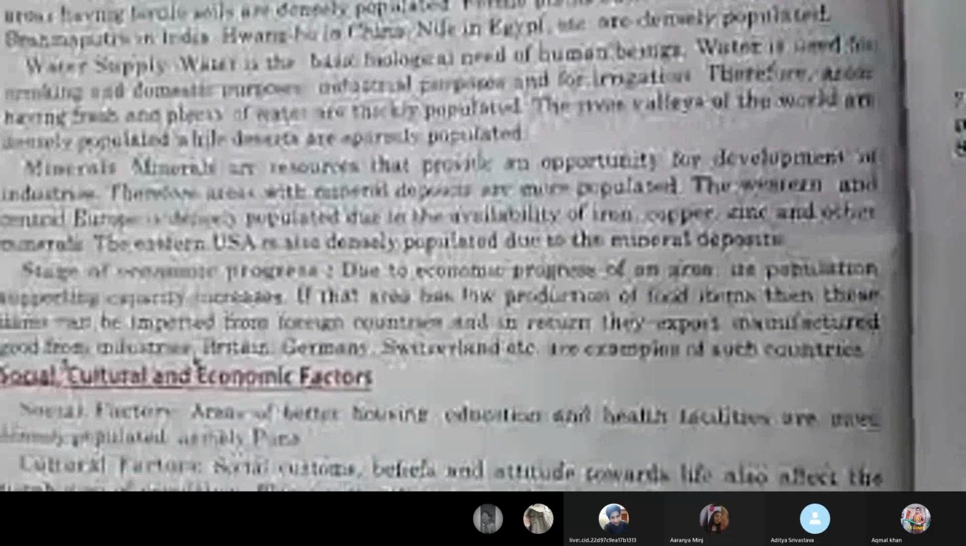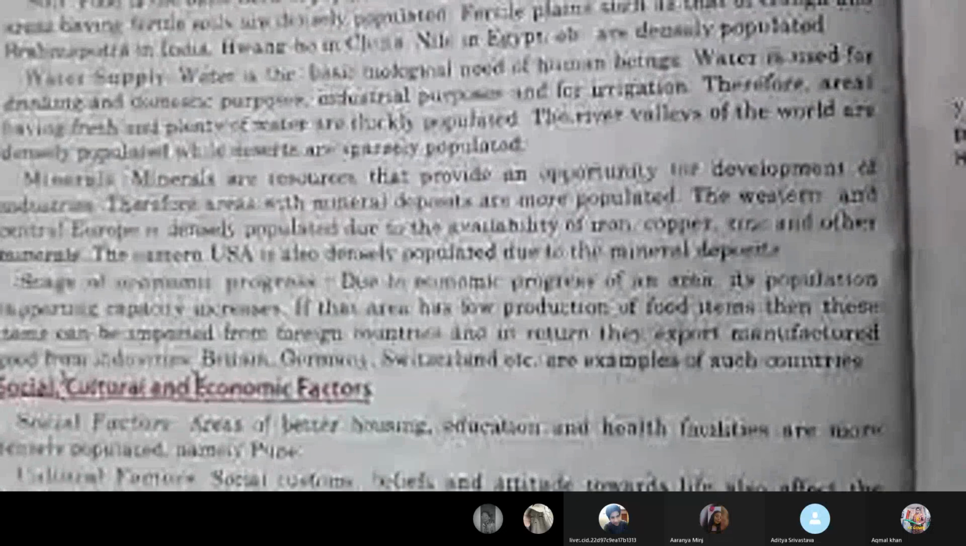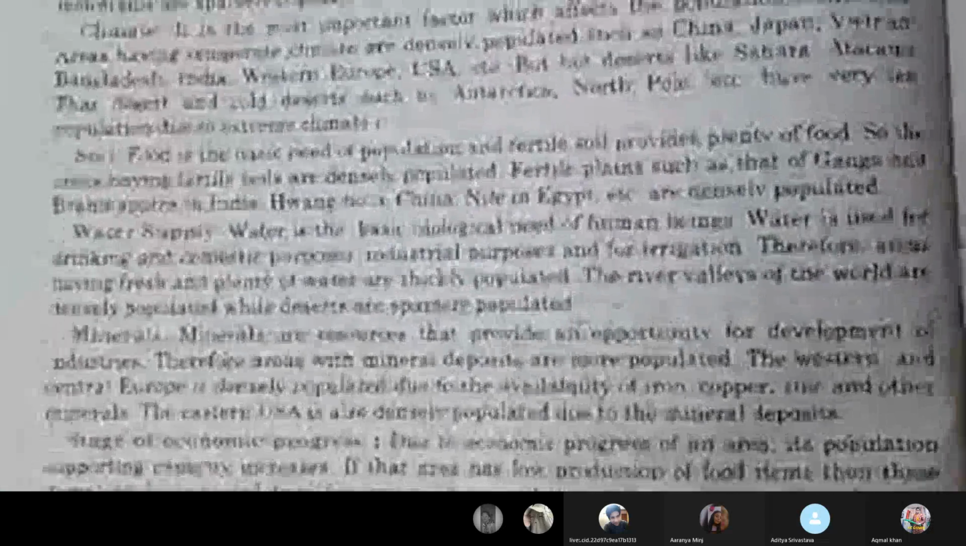Okay, so the technically advanced places, if they are having shortage of food, they take that food and get it for themselves from other places which have it in abundance. Okay, so these are the various geographical factors.